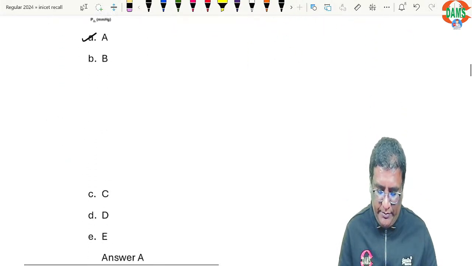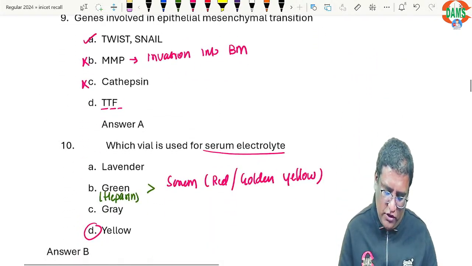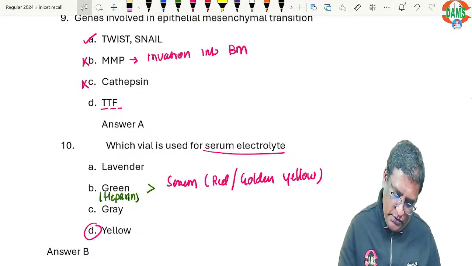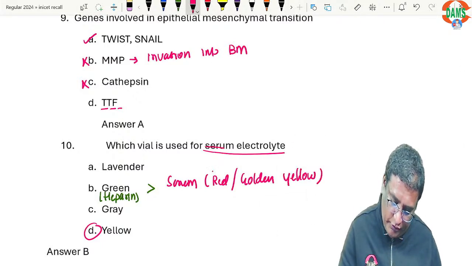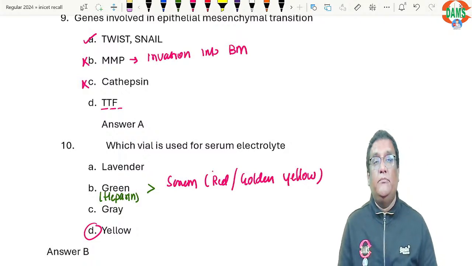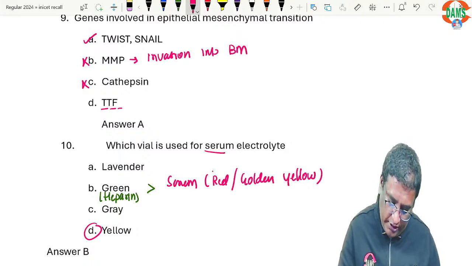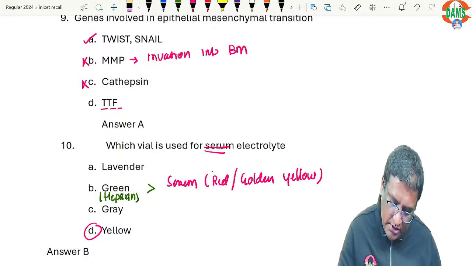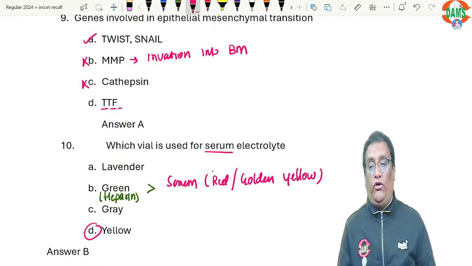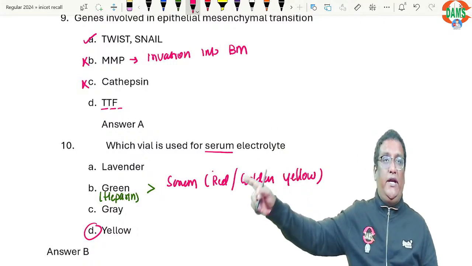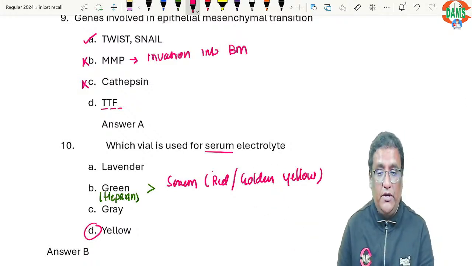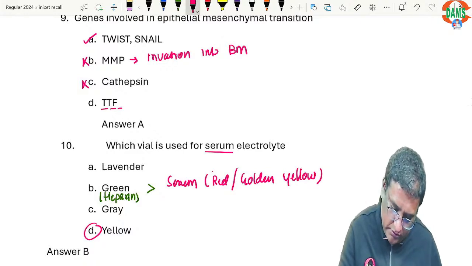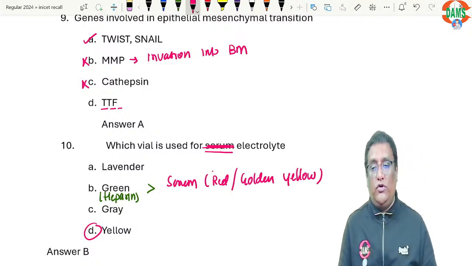Yes, correct. In green sample we use, yes, green is best for electrolytes. Okay. Was the word serum used or not? That is important. In this I have printed it as serum, so I do not know, was it serum electrolyte or just electrolyte given? That will decide. If it was serum electrolyte, then the answer will become yellow only. Why? Because if you add heparin, you will not get serum. So what I got to know was that I have added serum here, sorry. So only electrolyte was given in the question.